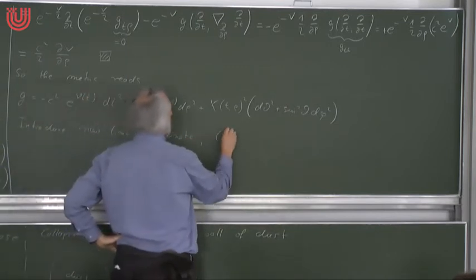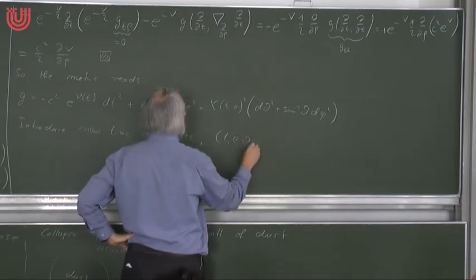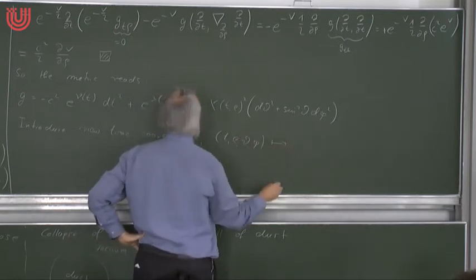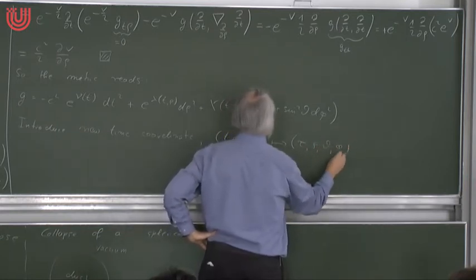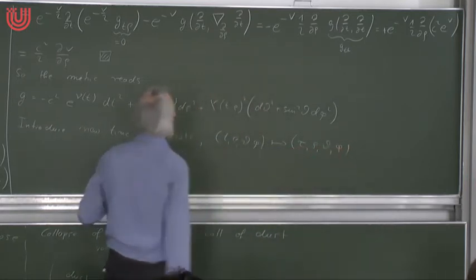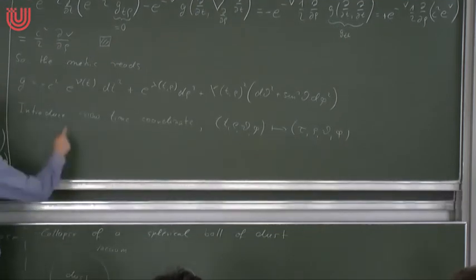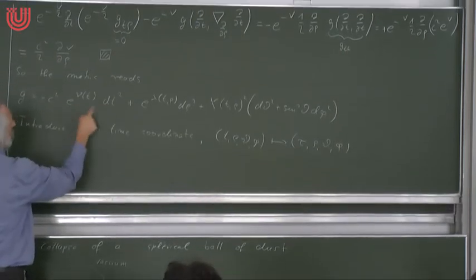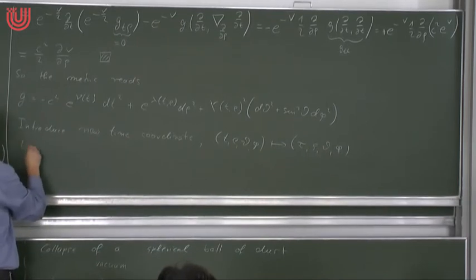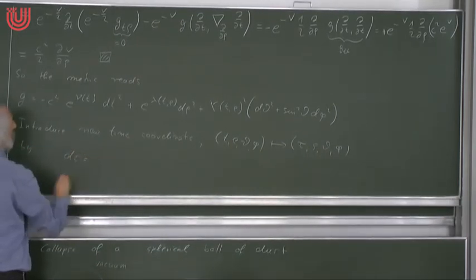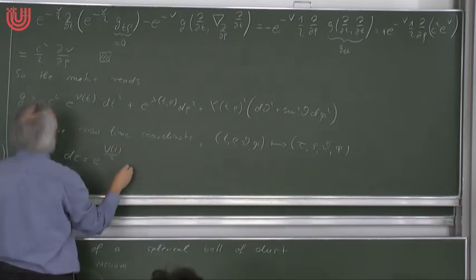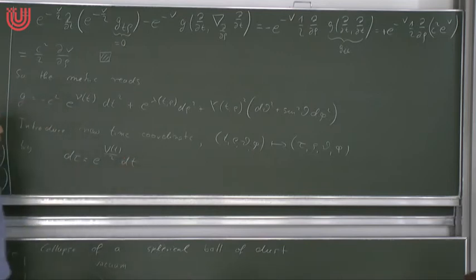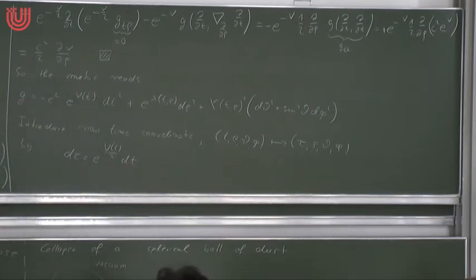Yeah, so we transform from t, rho, theta, and phi to tau, rho, theta, and phi, where only the t is transformed into the tau. And well, it's done in such a way that this becomes d tau squared. So d tau is supposed to be e to the nu of t half dt. Yeah? If you like, you can integrate this.